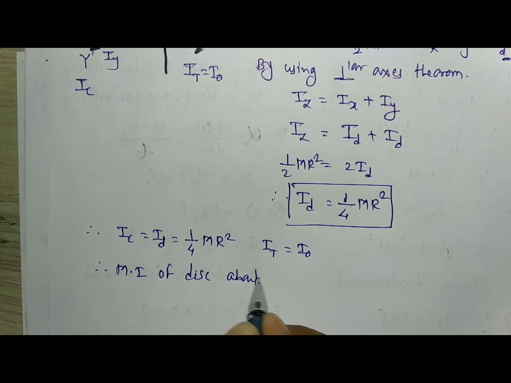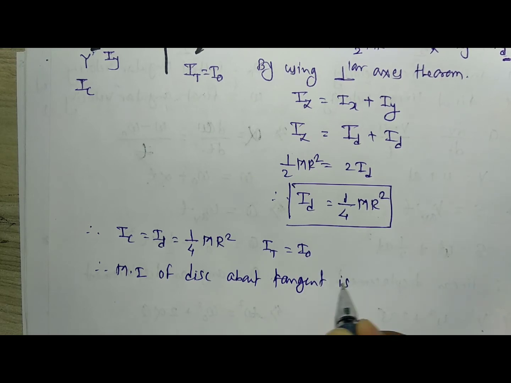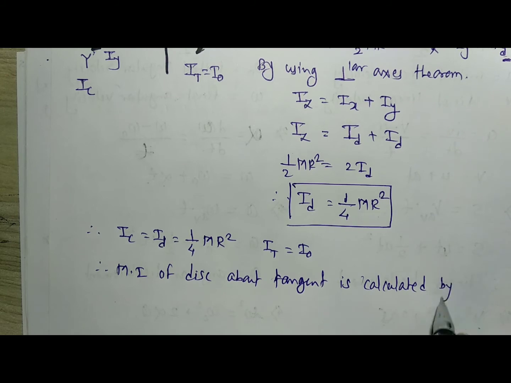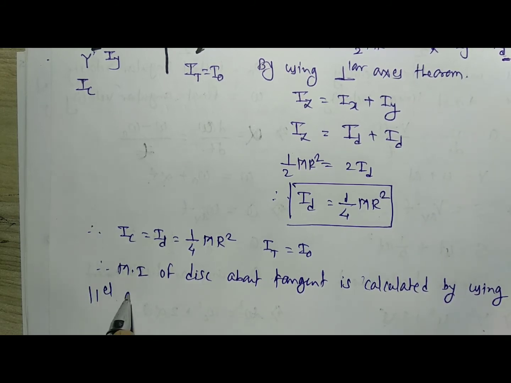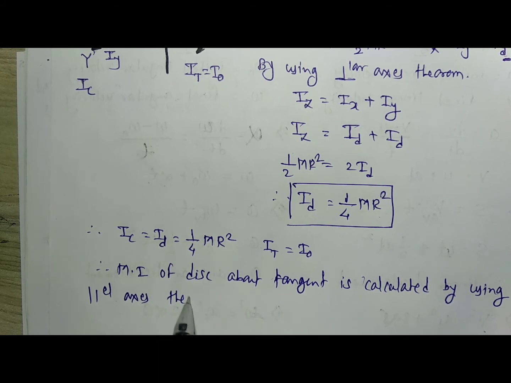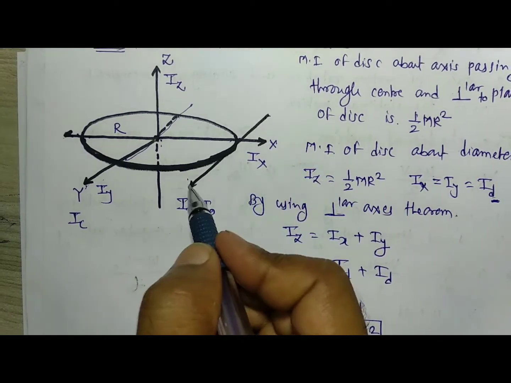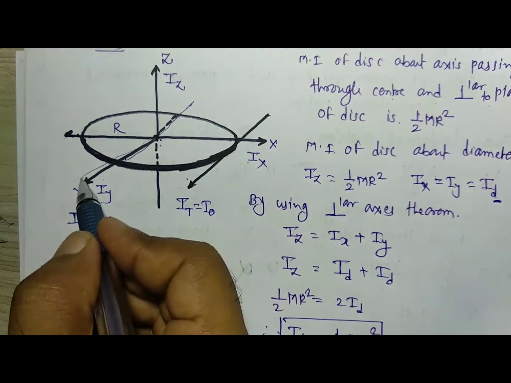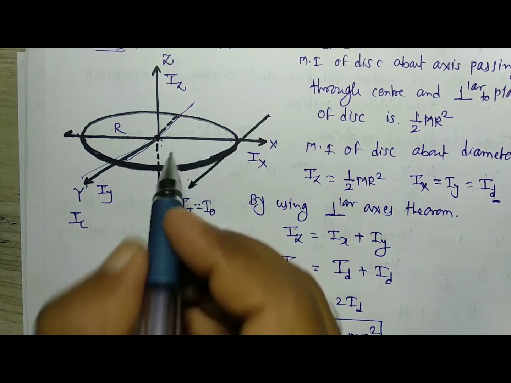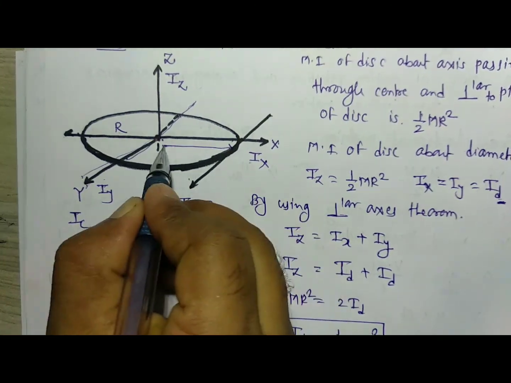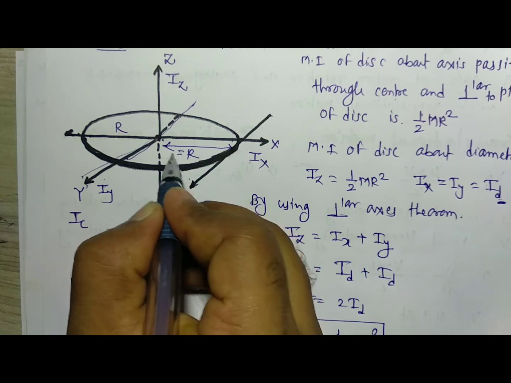about a tangent is calculated by using the parallel axis theorem. Moment of inertia of a disk about a tangent: what is it? The tangent is this one, and this is your other axis, which is parallel to it, and at that time h is nothing but r.